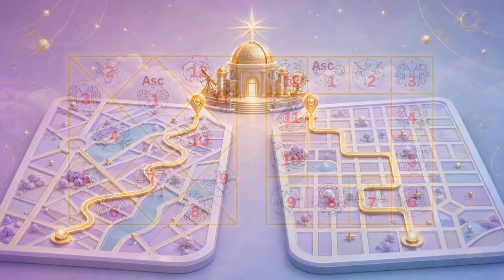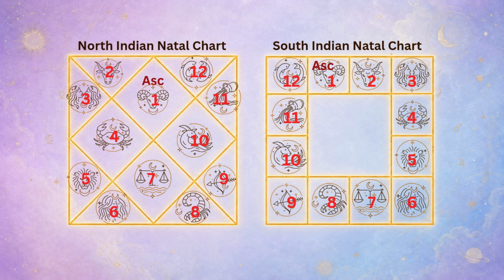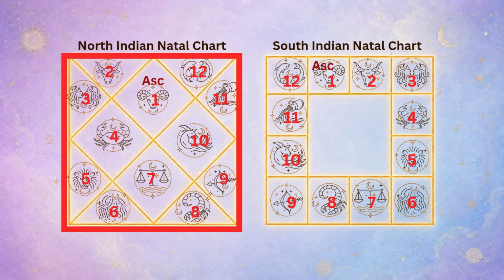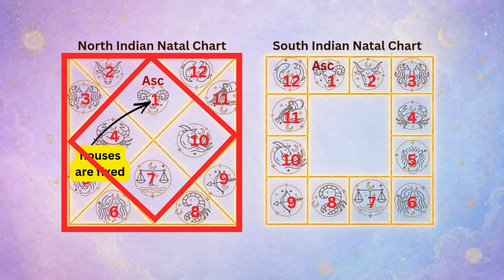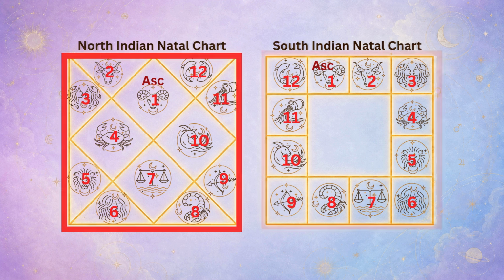Think of them as two maps of the same place. The destination has not changed, only the way the map is drawn. So what are the main differences? Here is the easiest way to remember the difference. In the North Indian chart, the houses remain fixed. It is diamond-shaped. The first house is always located in the same position at the top, but the signs occupying the houses change according to the ascendant.